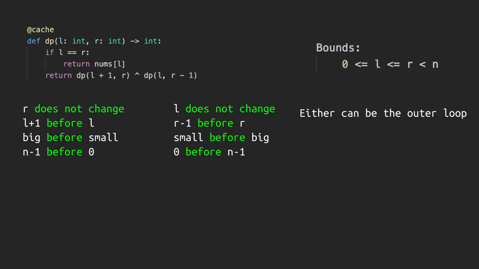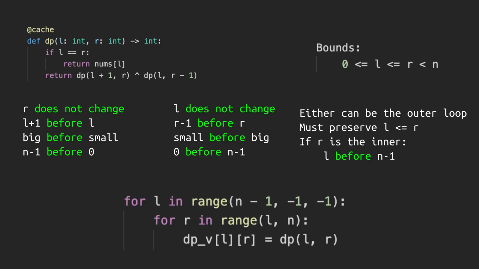Either can be the outer loop, but there's one last catch. L must be less than or equal to our r. So if r is the inner loop, our lower bound should be l, not 0.